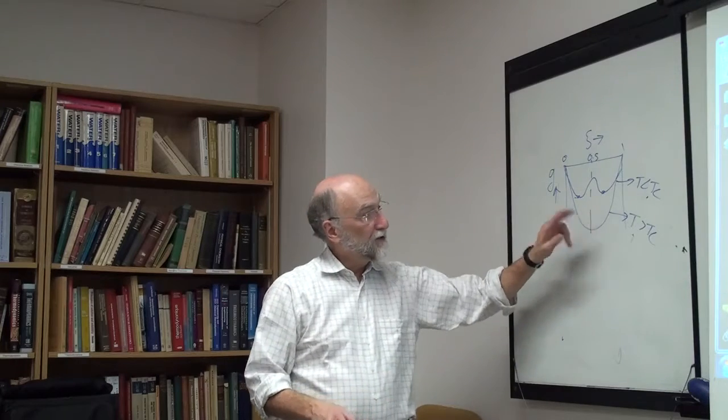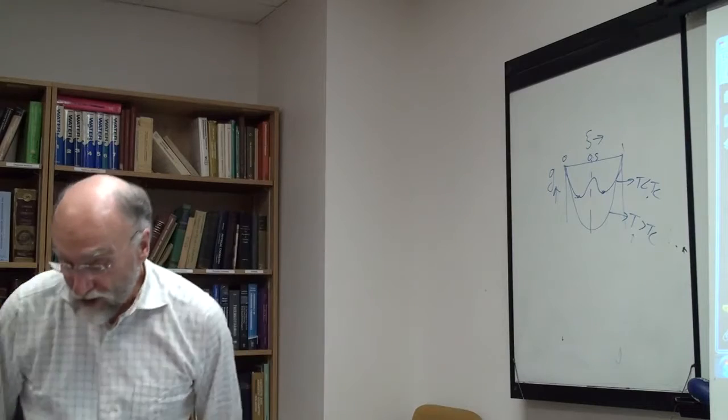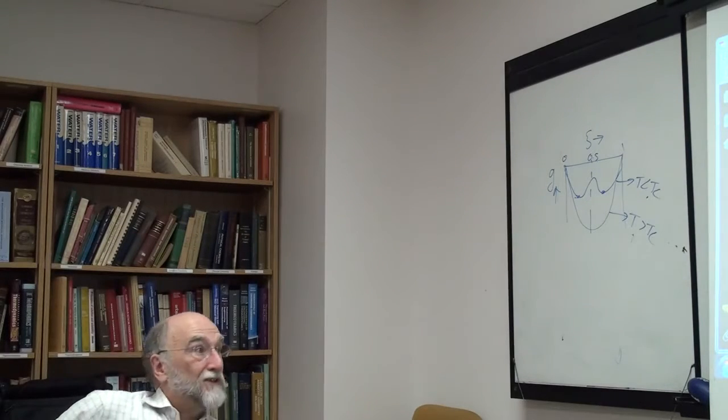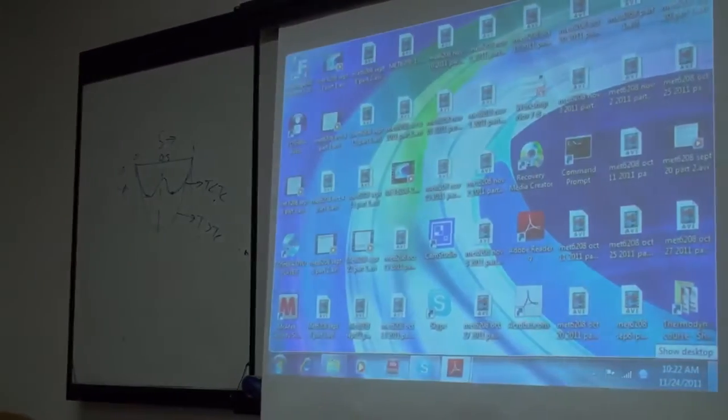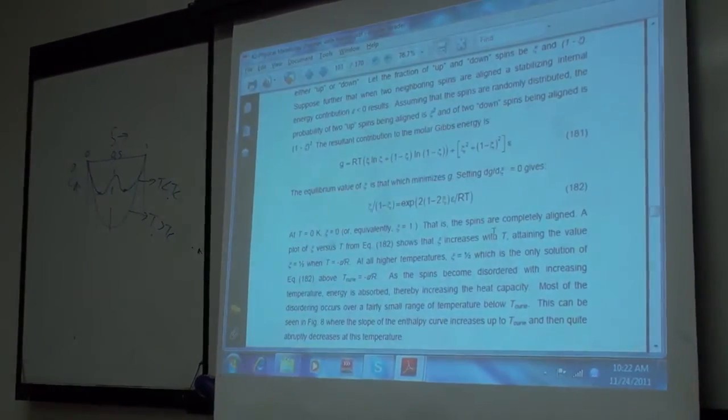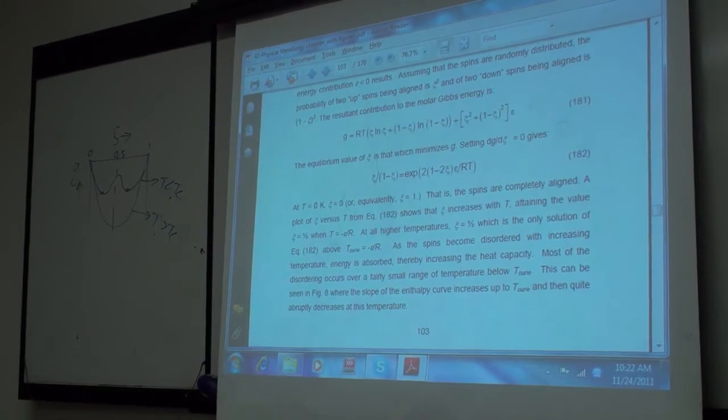And the lower the temperature, the more ordered it becomes. So at 0 Kelvin, they're all lined up, and then as you heat the thing up, they start to become misaligned, and at a temperature T critical, they become 50-50. So it's an order-disorder transformation, and you can see that the mathematics works out almost exactly like the mathematics for the copper-silver thing. So at T equals 0 Kelvin, xi is 0 or xi is 1, which is the same thing. I mean, xi is 0, they're all up, xi is 1, they're all down. So the spins are completely aligned.